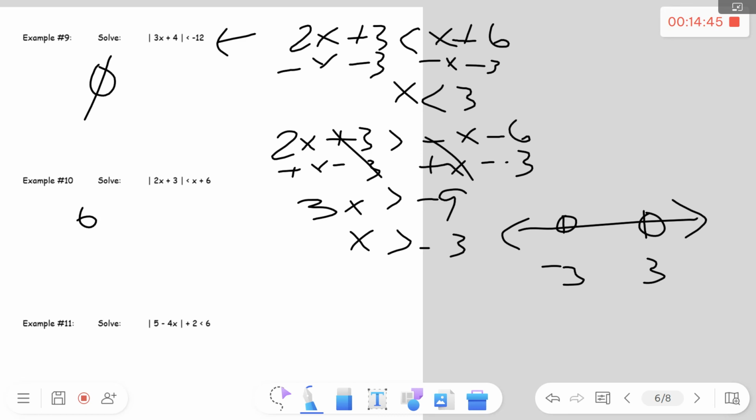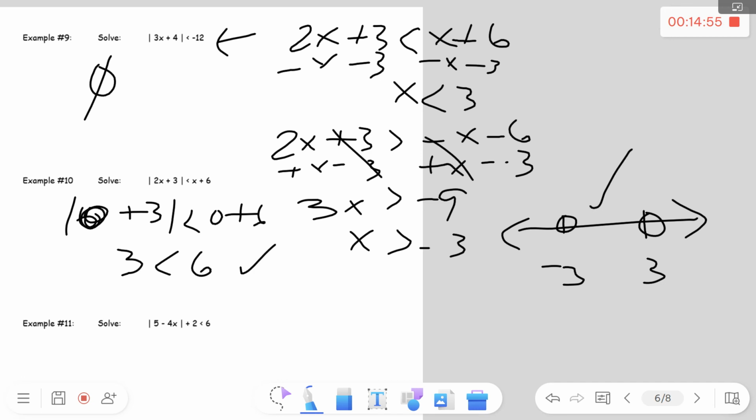So 0 plus 3, is that smaller than 0 plus 6? Well, 3 is less than 6. That's true. So this works inside here. Pick something bigger than 3. Let's go 4. 2 times 4 is 8. 8 plus 3, is that going to be less than 9? Because it's 3 plus 6, the answer is no. This fails. X out there.